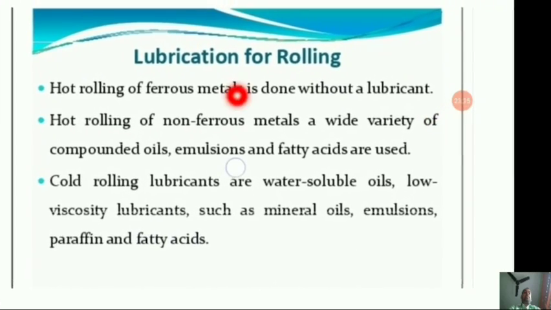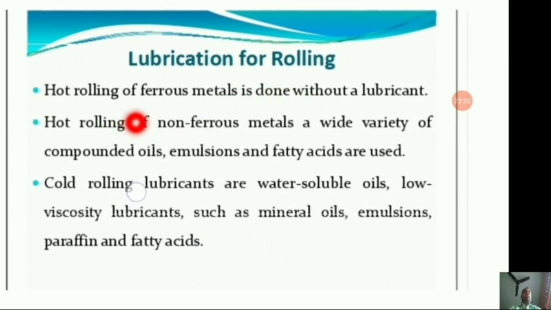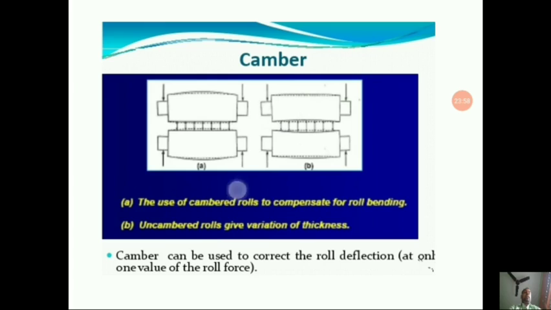Now coming to the lubrication portion for rolling. Lubrication is one of the vital operations during the rolling process. Hot rolling of ferrous metals is done without a lubricant, as ferrous metals are more prone to rust. For hot rolling of non-ferrous metals, a wide variety of compounded oils, emulsions, and fatty acids are used. Cold rolling lubricants are water-soluble oils and low-viscosity lubricants such as mineral oils, emulsions, paraffin, and fatty acids.